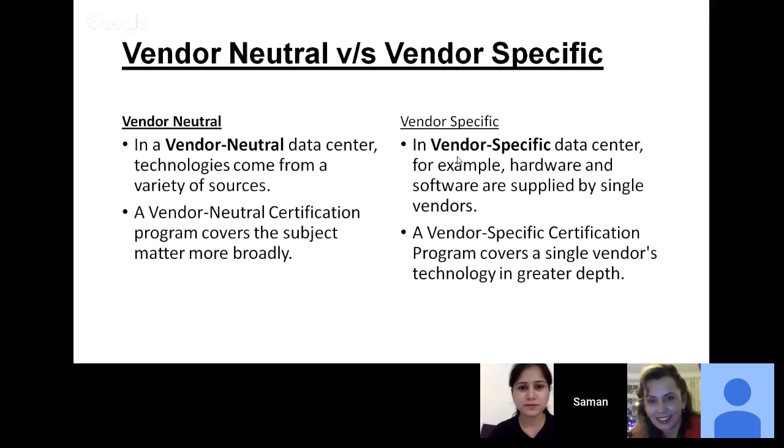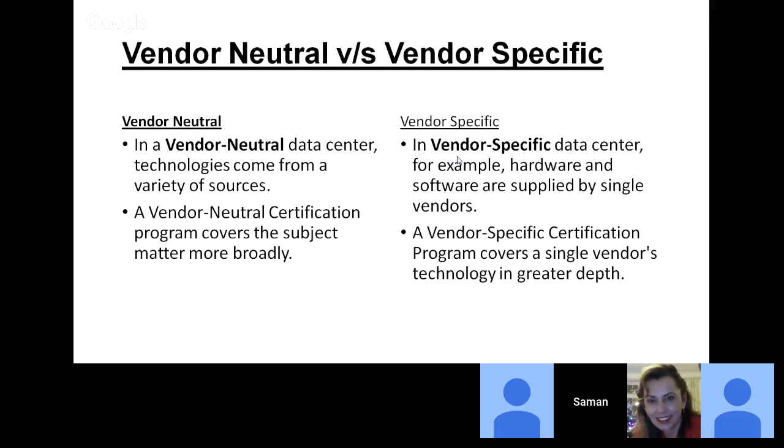What happens in vendor neutral? Technologies and tools and everything come from different sources. They come from heterogeneous sources, so that counts as being neutral about all the technologies and tools. But on the other hand, in a vendor specific data center, any hardware or software you're supplied with is supplied by a single vendor and not from a variety of sources.